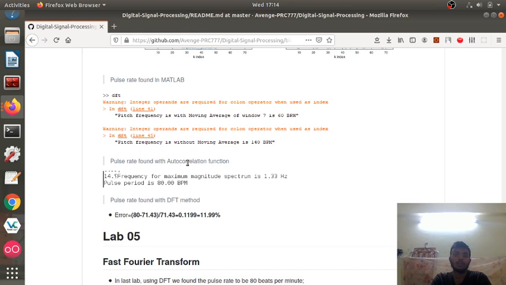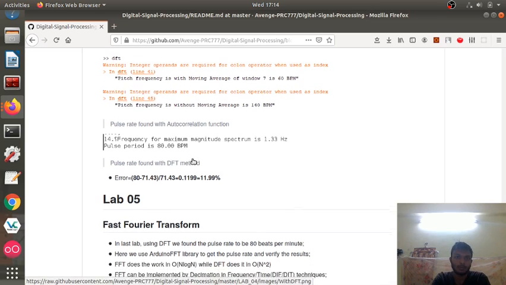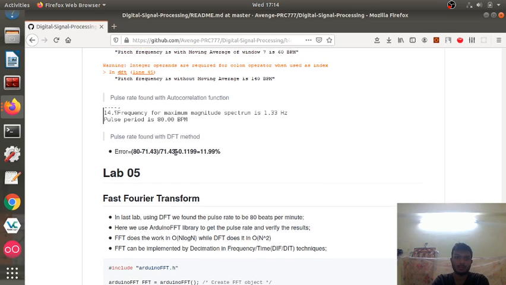With the autocorrelation function in Arduino, we found it to be 71.43 bpm, and with the DFT in Arduino we found it as 80 bpm. So the error obtained is 11.99%.